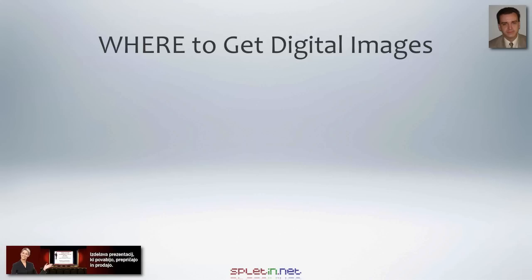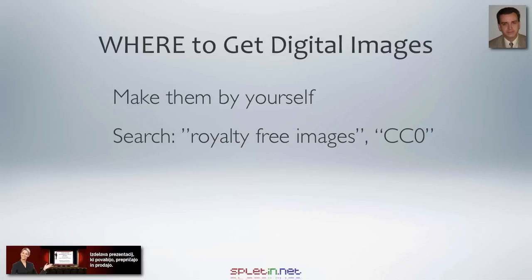So where to get digital images? The best way is of course to make them yourself. The other way is to look in various search engines for royalty-free images, and even more for CC0, the Creative Commons license, meaning that you don't have to state any attribution to the author of the image. For any other image, you have to state the copyright holder and a URL to the image, so others can see it and download it for themselves.